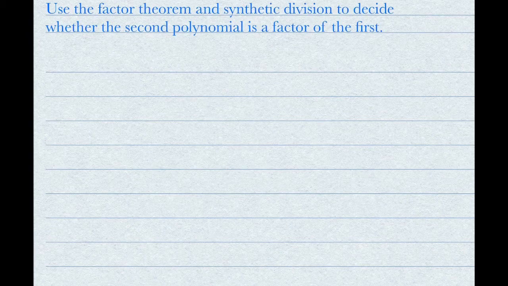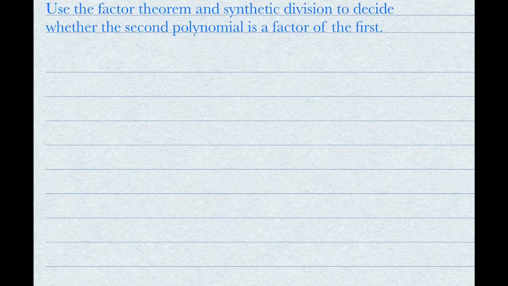In this kind of question, you're given two polynomials, and you divide one by the other. If you divide one by the second one, and the result is a remainder of 0, then the second polynomial is a factor of the first. However, if there's a number other than 0, then it is not a factor.